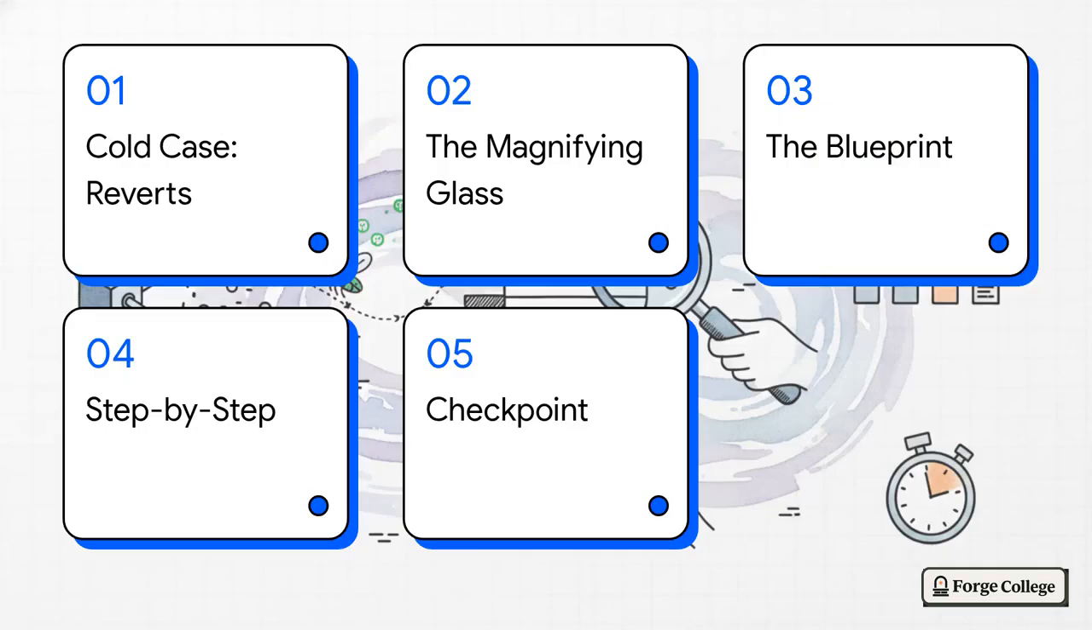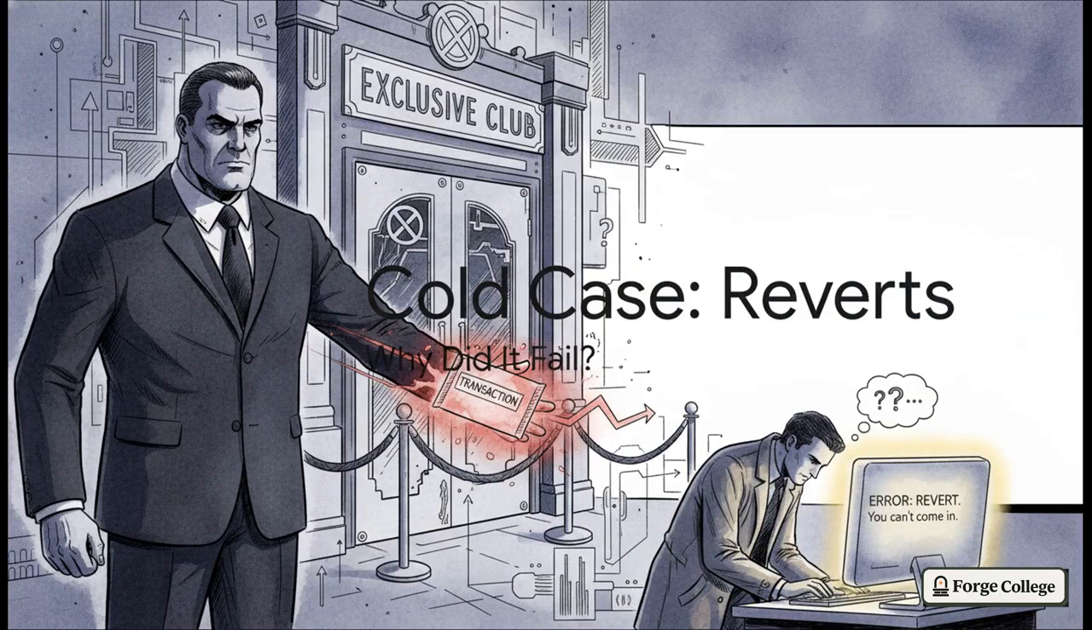Here's our agenda for today. We'll start with the cold case of reverts. Pick up our magnifying glass, lay out the blueprint, go through a step-by-step investigation, and finally wrap up with a checkpoint. All right, Section 1, the cold case, reverts.